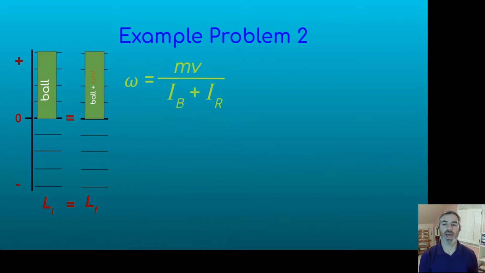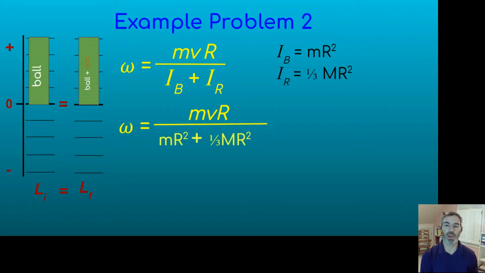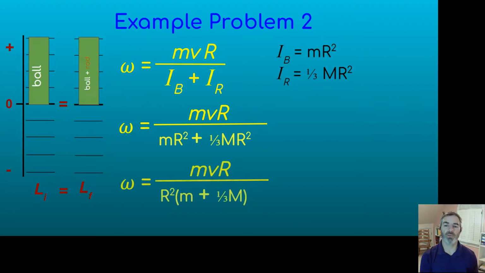So we're going to change that to MV capital R. The rotational inertia of the ball is mr squared, and the rotational inertia of the rod is 1/3 MR squared because it's rotating around its end. We can add those together and put that in the denominator. Then we can factor out the r squared term. We have an r on the top and r squared on the bottom, so one of them cancels out. This gives us our expression for our angular velocity with the symbols that we're allowed to use.